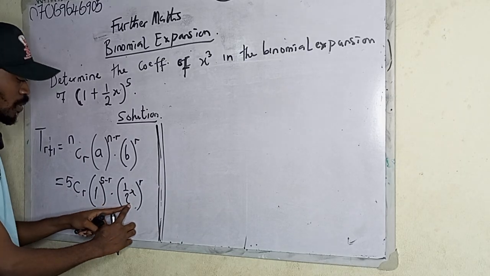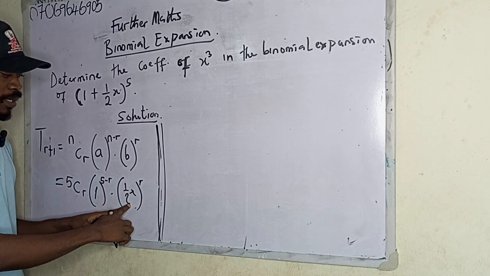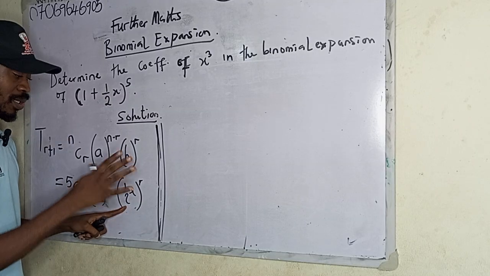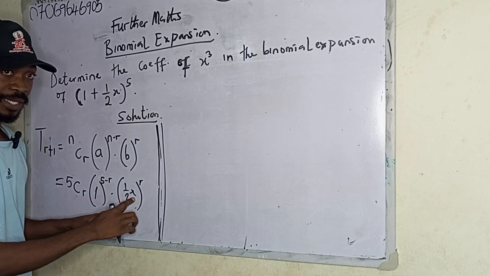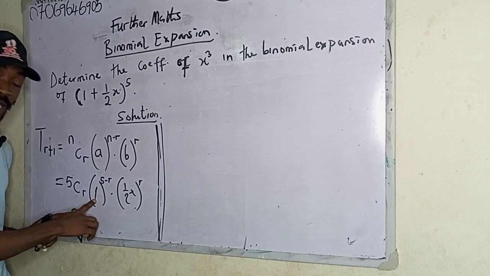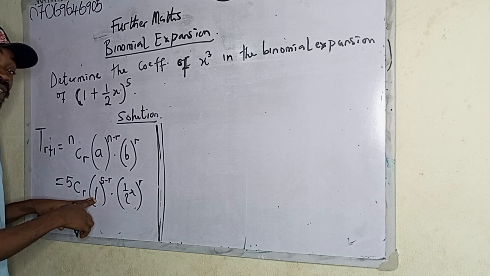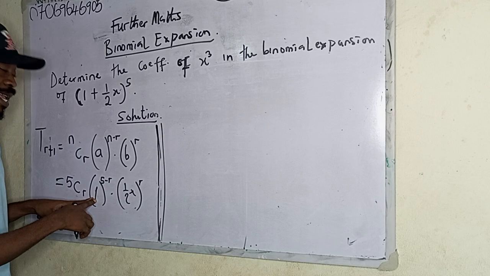1 all over 2 is also a constant, I mean, it's a number, so we just neglect it. We only focus on our x. But here, 1 is not x. 1 is actually 1 here. But we can write it in terms of x. We represent it as x raised to power 0.